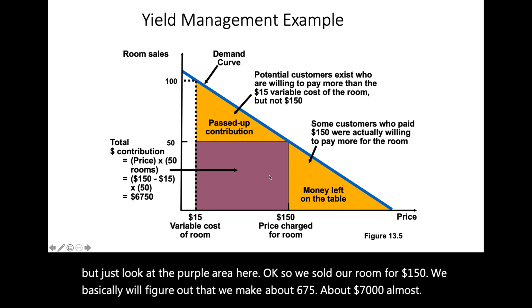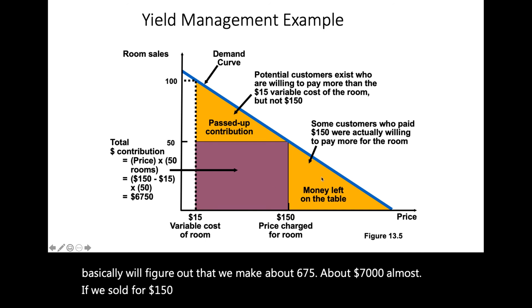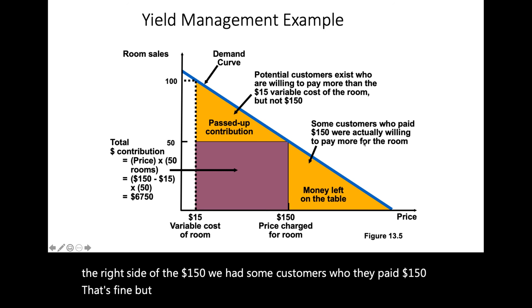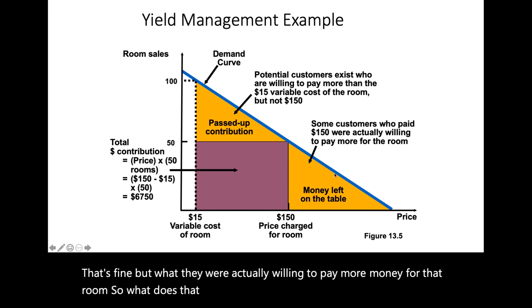Well, we had some customers who paid $150. That's fine, but you know what? They were actually willing to pay more money for that room. So what does that mean? Well, we left some money on the table. It means we could have made more money. We could have sold those rooms for maybe $200. So that's something we have to consider.